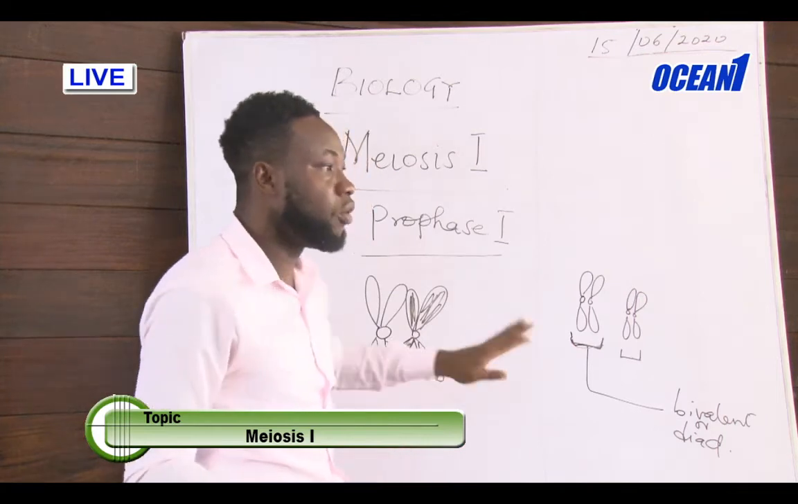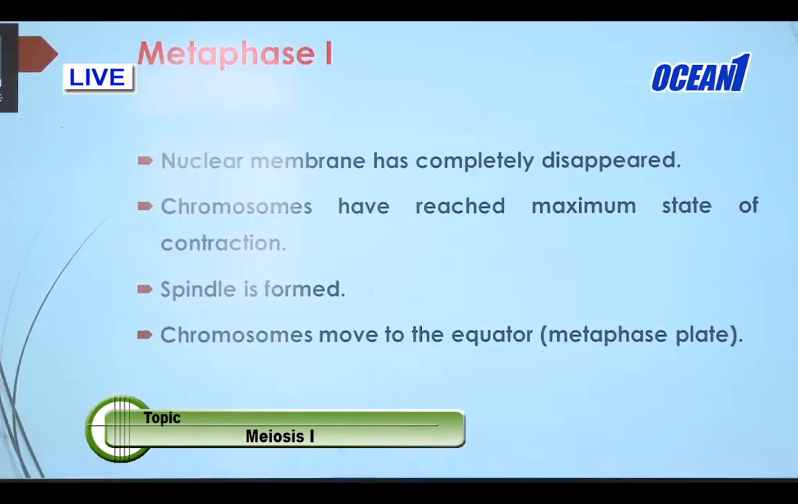Now let's move to metaphase one. Now what happens in metaphase one? At metaphase one, the nuclear membrane has now completely disappeared. So there is no nuclear membrane again. Then the chromosomes have reached the maximum stage of contraction. Then there is the formation of spindle fiber. Remember in mitosis, we talked about one chief thing in the metaphase. At the metaphase, you see that the chromosomes align at the equator.